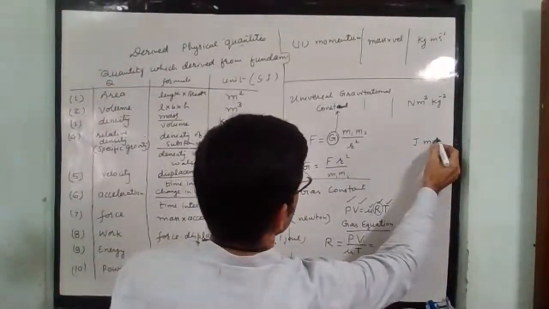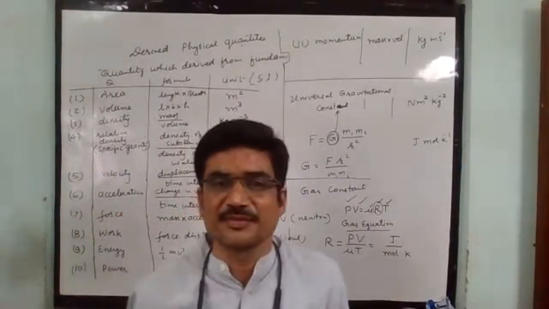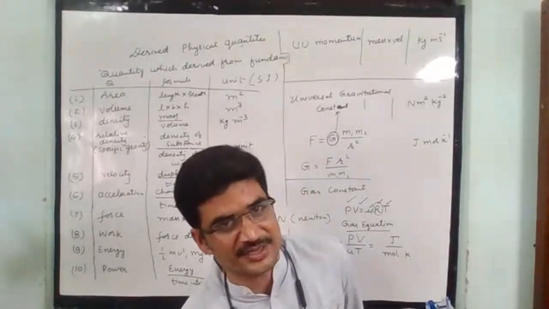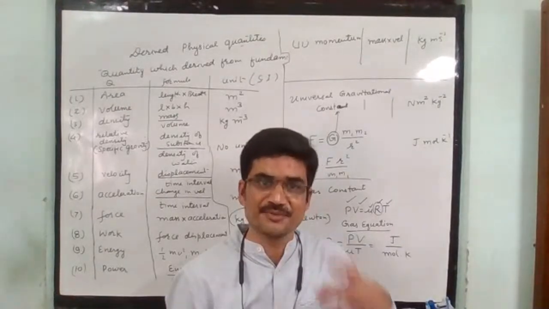Joule per mole per Kelvin. Clear? Sometimes we generally avoid writing per mole, but it will be better if you write it. Always, if there is a mole, you have to mention it.